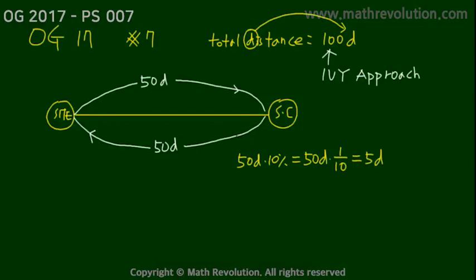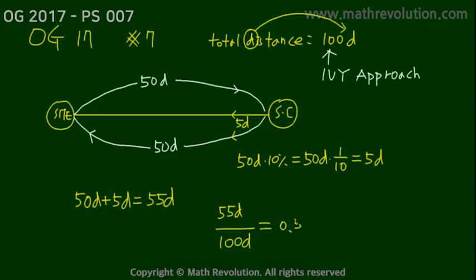So if we add 5d on the way back here, so we're here at this point, 5d on our way back, so the total distance traveled so far would be 50d on the way to the service center and 5d on the way back. So we get 55d. So 55d over the total distance, which we defined 100d, would be 0.55 or 55%. So our answer choice would be choice E.